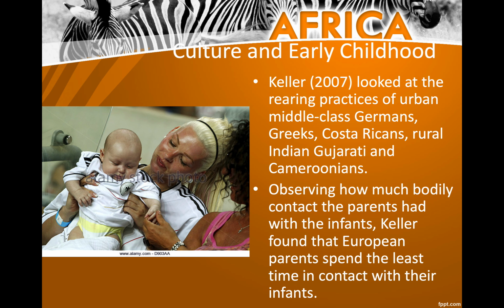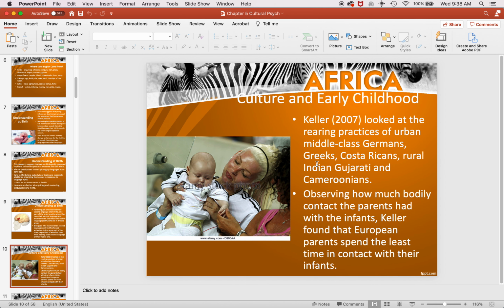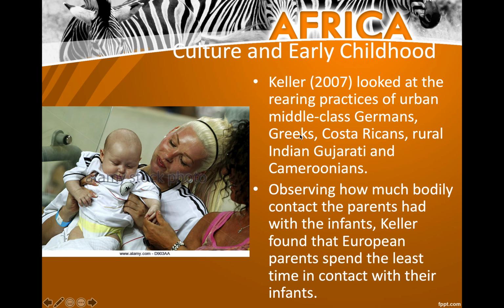Cameroon is an African country. Greece is a southern European country. Costa Rica is in Central America, and Germany, of course, is in Europe. Well, it's not really in Eastern Europe. It's the beginning of Eastern Europe, I guess. And then, of course, India, you know where India is. So these are our 5 different areas around the world.